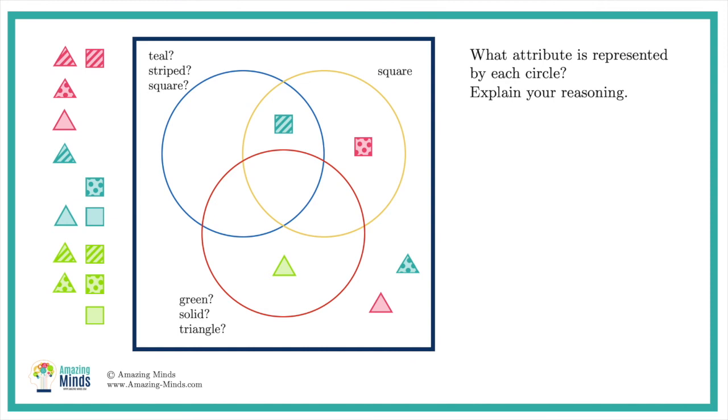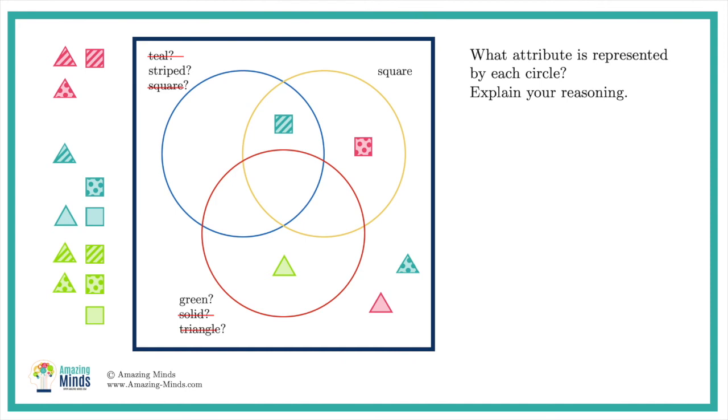Let's look at the blue circle. It only has one shape. That shape is teal, striped, and square. But we see here, this triangle is teal, so it can't be teal. Here's a square, so it can't be square. So the only attribute left is striped.